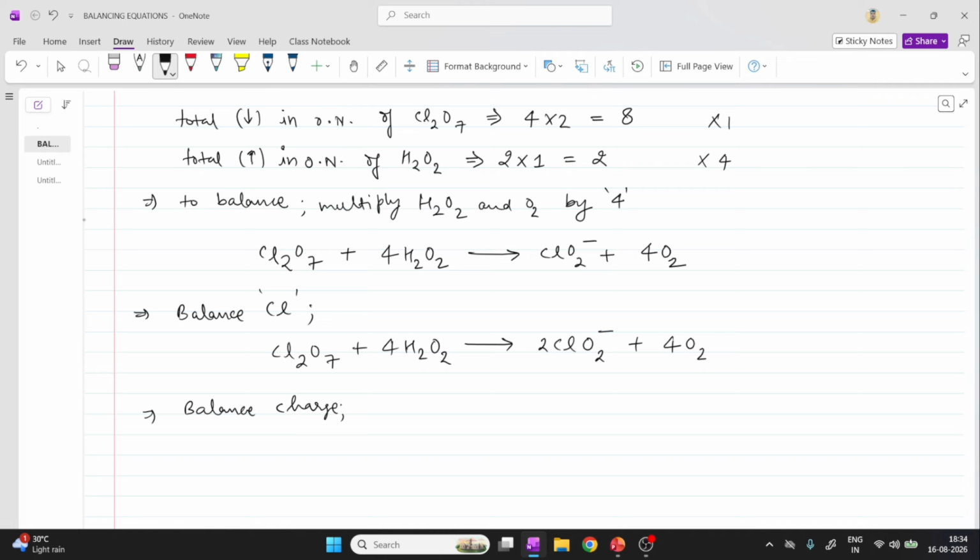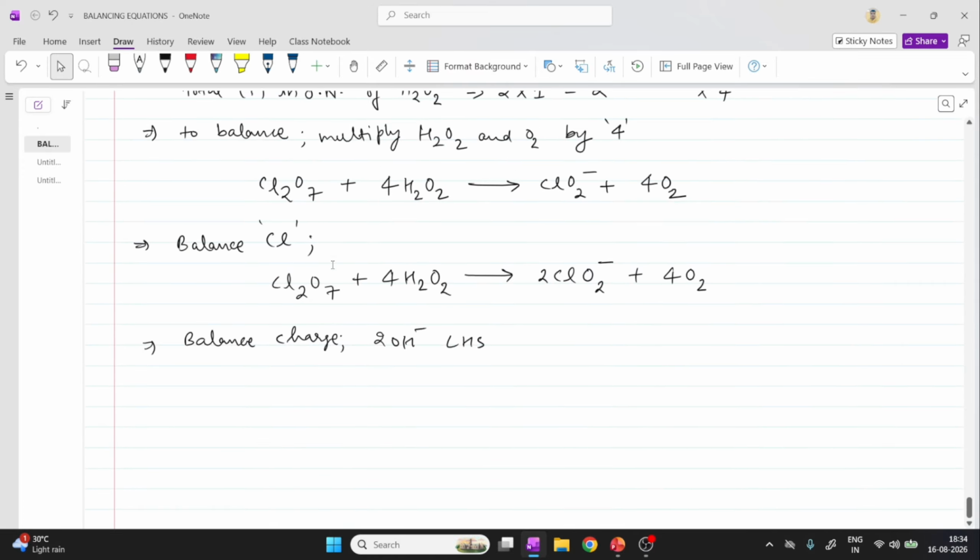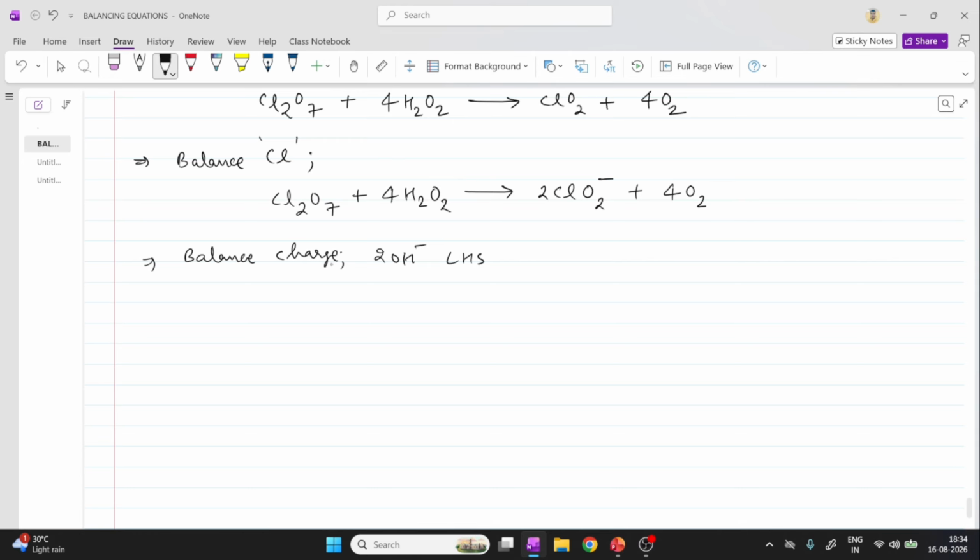Balance charge. On the left side there is no charge, H2O2 is neutral. On the right side we have 2 minus, that means minus charge multiplied by 2. So the right side is -2 and the left side is 0. I can add 2 OH minus on the LHS because this medium was given as basic, so I have to use OH minus only. So I will add 2 OH minus.